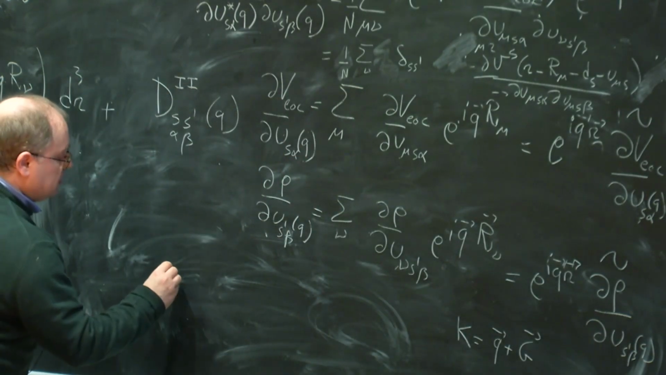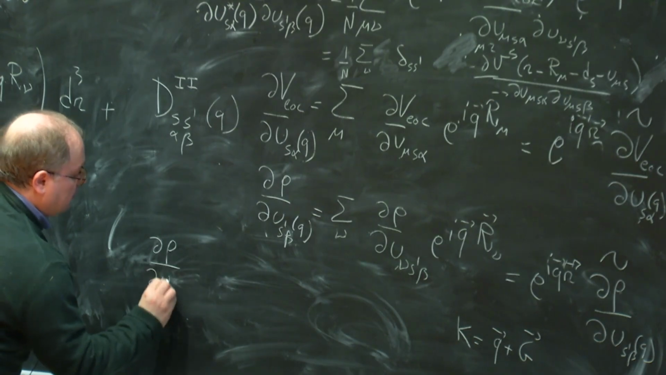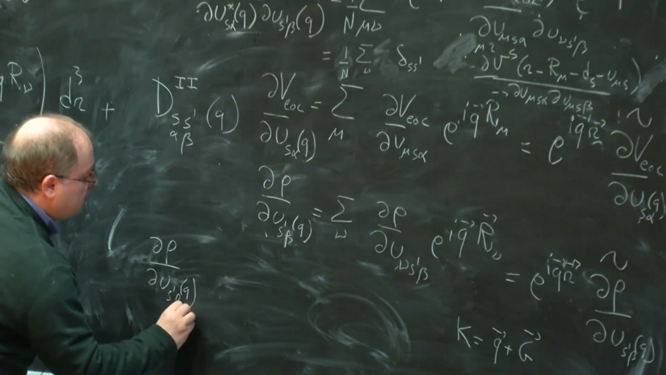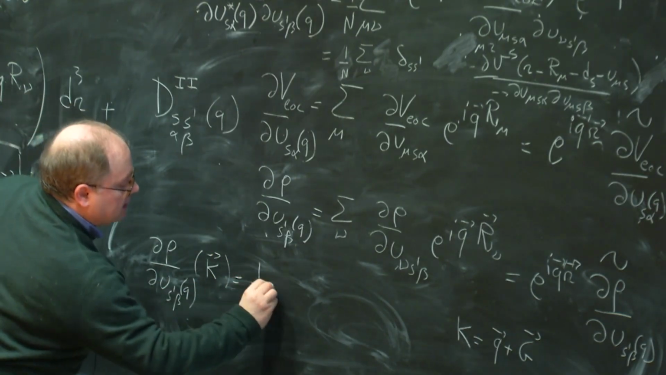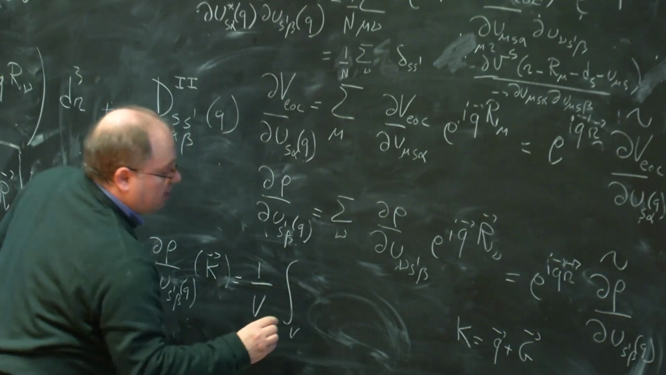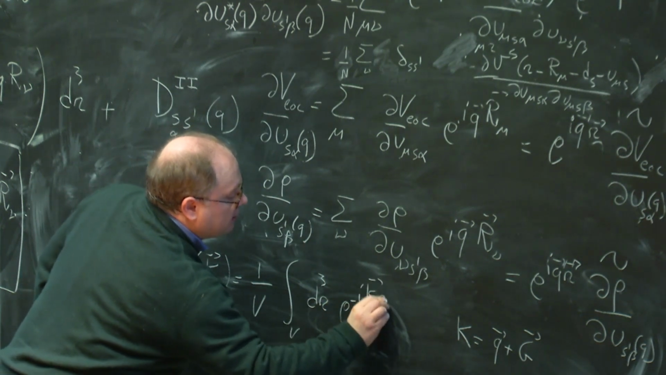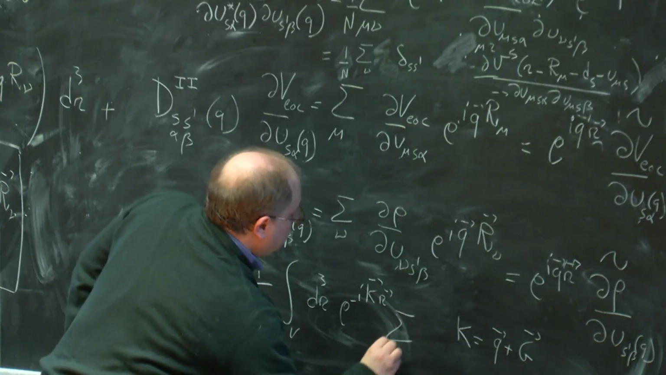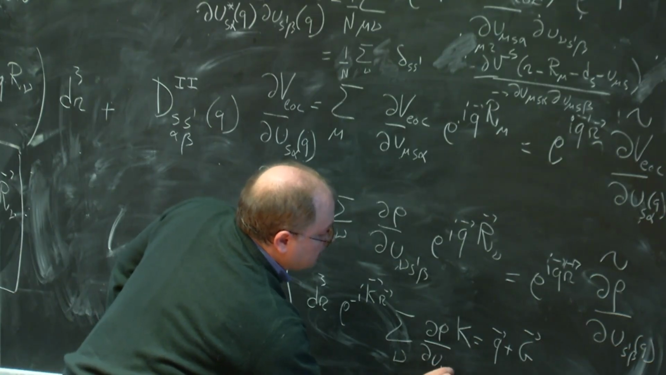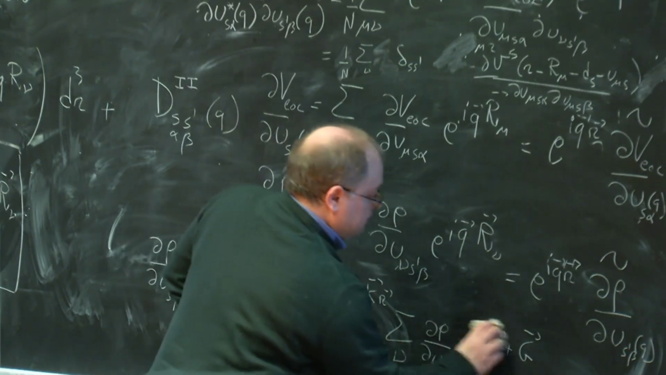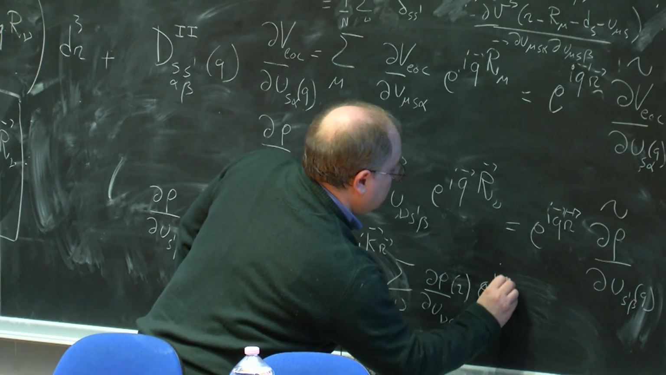So what we have to do is to calculate the d rho over du s prime beta of q, instead of r, k, reciprocal lattice, that is 1 divided by the volume, the integral over the volume of d3r e to the minus i k r, and then this thing, sum over nu of d rho over du nu s prime beta of r e to the i q r nu.